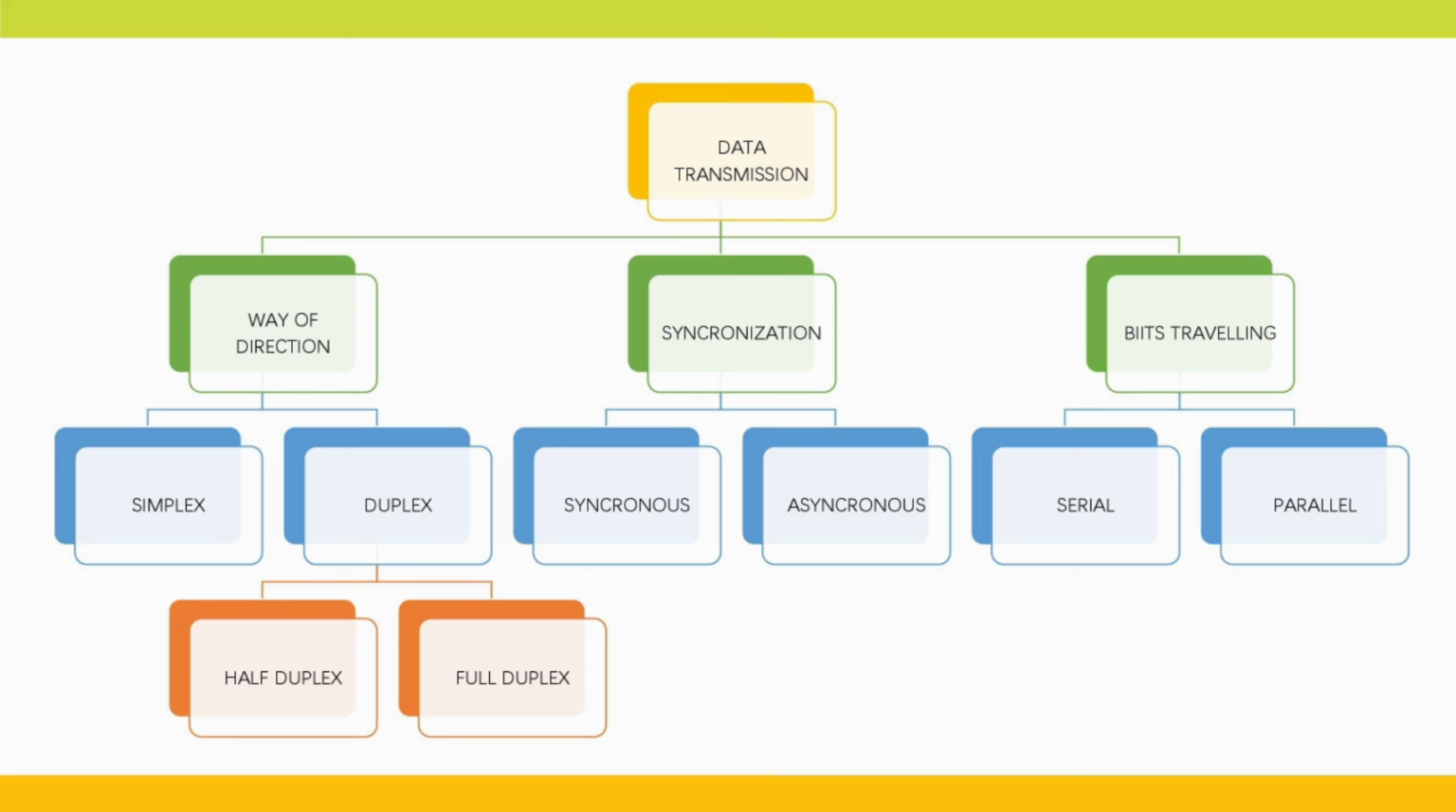And if we talk about the second category, synchronization between devices or both ends is divided into two categories: synchronous transmission and asynchronous transmission. And the third and last category of data transmission, the number of bits traveling at the same time, is also divided into two categories. One is serial communication and another is parallel communication. An example of parallel communication is PATA. So that was all about this.